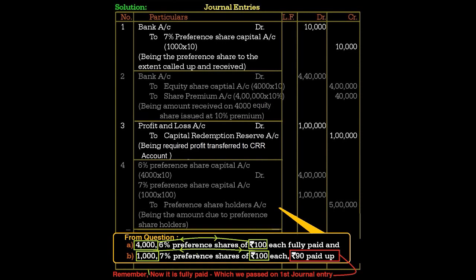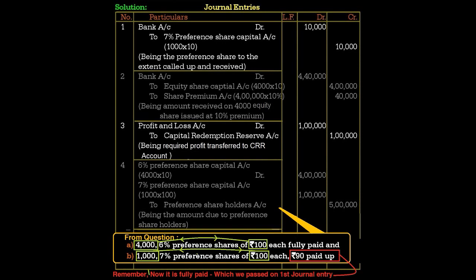So together we have to pay 5 lakhs. So this much we have to pay to preference shareholders. So to preference shareholders account 5 lakh. So together we have to pay 5 lakhs to two classes of preference shares. One is 6% preference share capital and the other is 7% preference share capital. So together we have to pay 5 lakhs to them, being the amount due to preference shareholders.